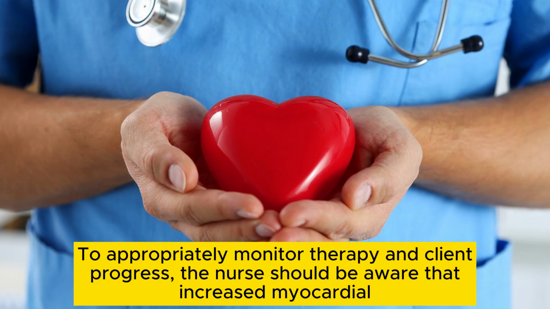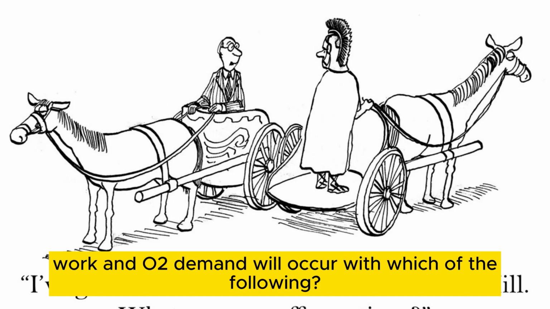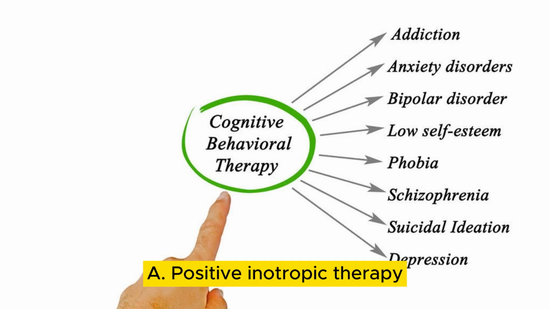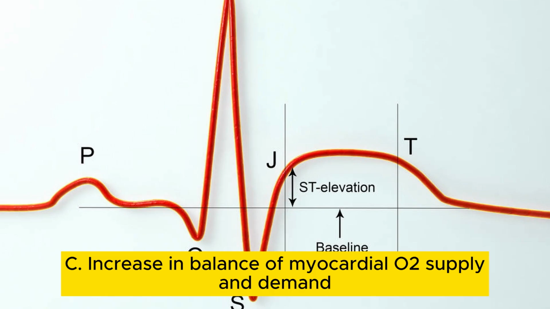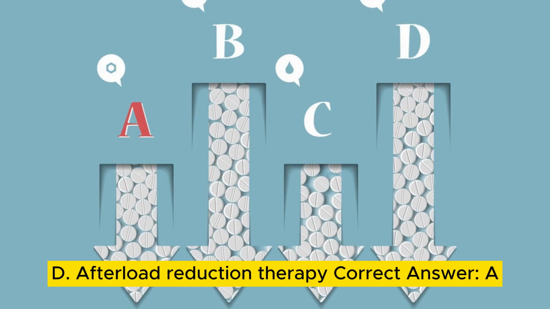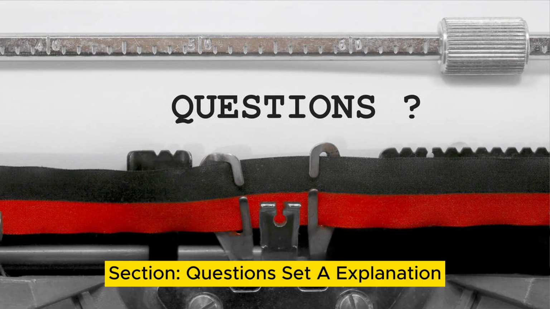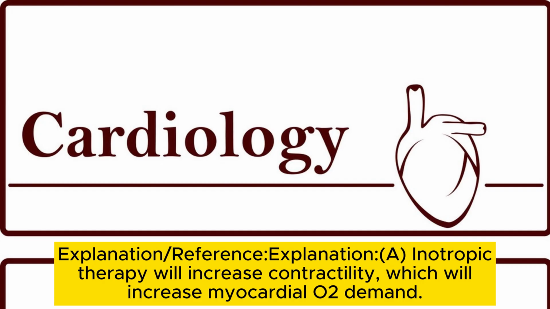Question 1. To appropriately monitor therapy and client progress, the nurse should be aware that increased myocardial work and O2 demand will occur with which of the following? A. Positive inotropic therapy. B. Negative chronotropic therapy. C. Increase in balance of myocardial O2 supply and demand. D. Afterload reduction therapy. Correct answer: A. Explanation. Inotropic therapy will increase contractility, which will increase myocardial O2 demand.